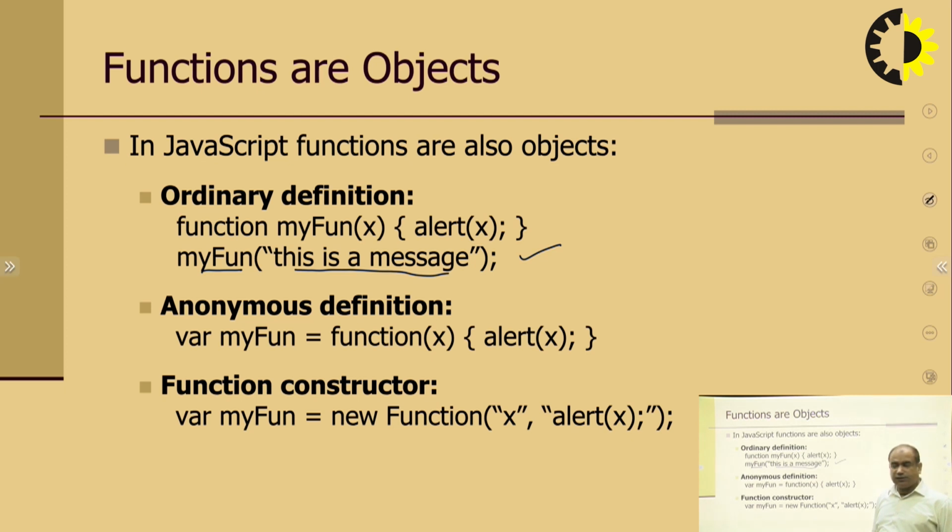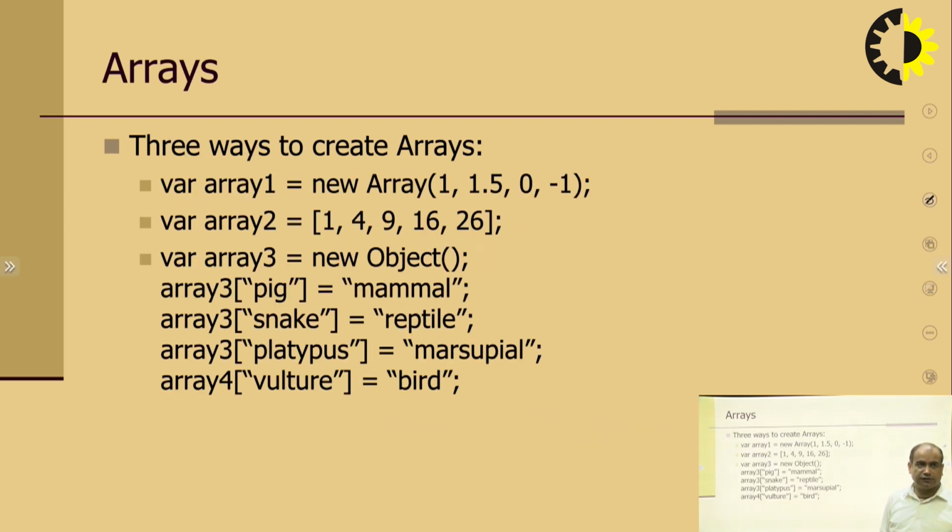If I talk about the anonymous function, a variable is defined with a particular function: a variable name, and we define function as function with particular arguments, and we define the body. So this is the definition of an anonymous function, because no name is defined with the function, so that is known as an anonymous function. If I talk about the function constructor, in that case we have to define a variable myFun equal to new Function, and we define the value as well. So it will act as a constructor.